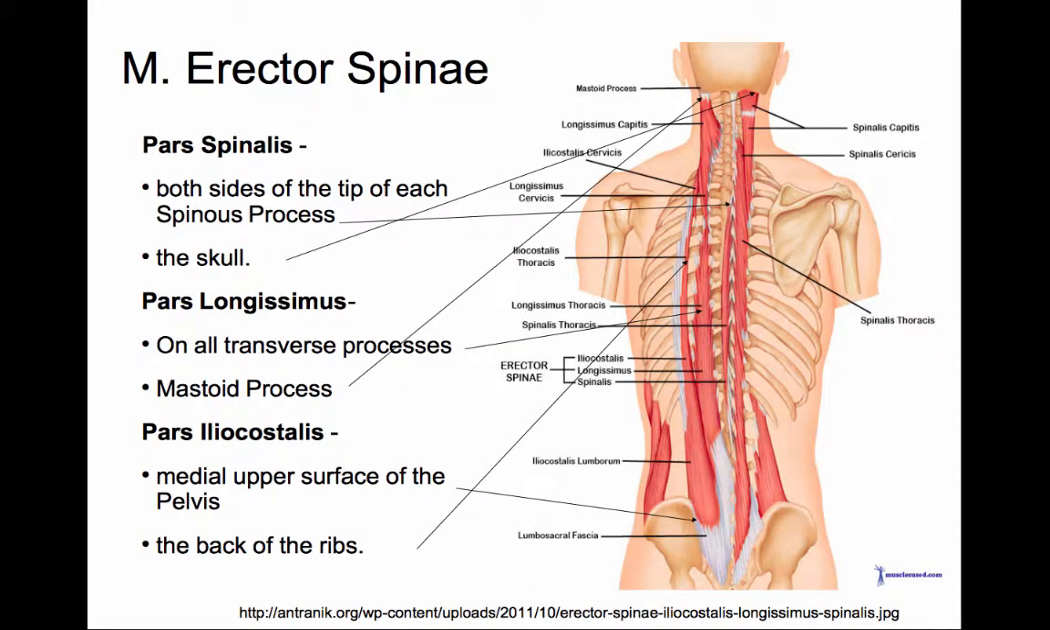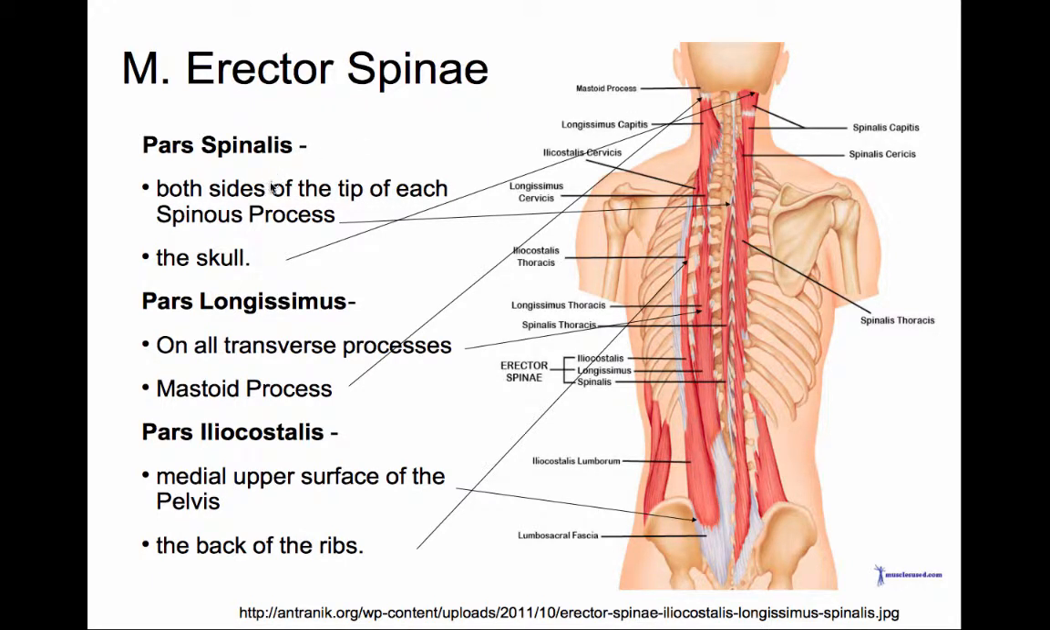The first muscle is a very important one, the erector spinae muscle. It has three parts: pars spinalis, pars spinalis is here, pars longissimus, and pars iliocostalis.